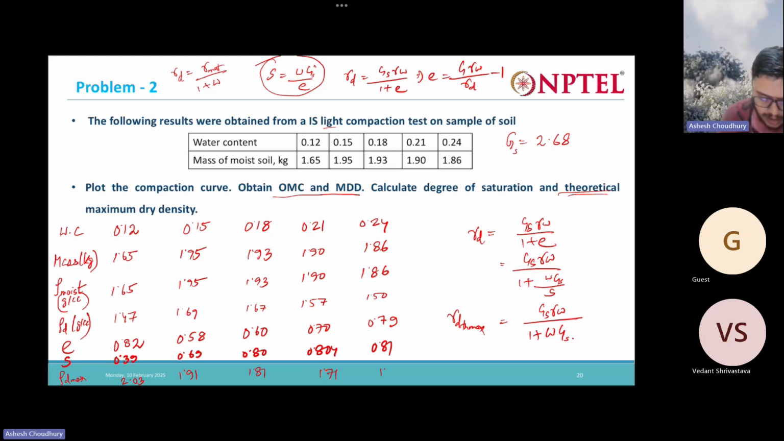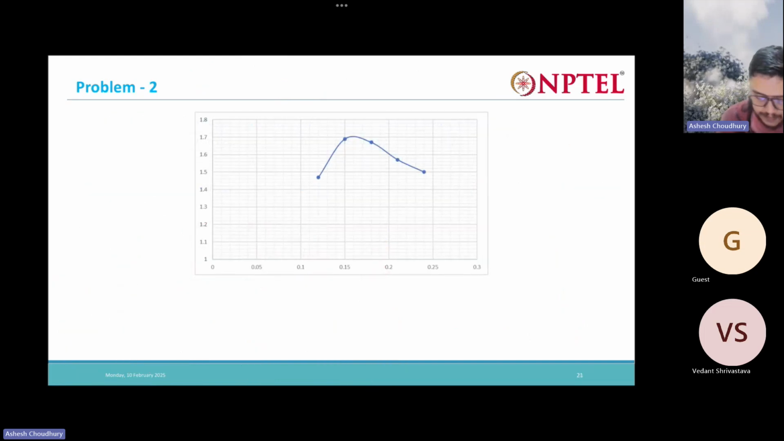So you can see obviously these theoretical values are more than the values you calculated, the actual values. So obviously the theoretical densities will always be higher than whatever you actually have. Okay, so then after that you can plot it easily.